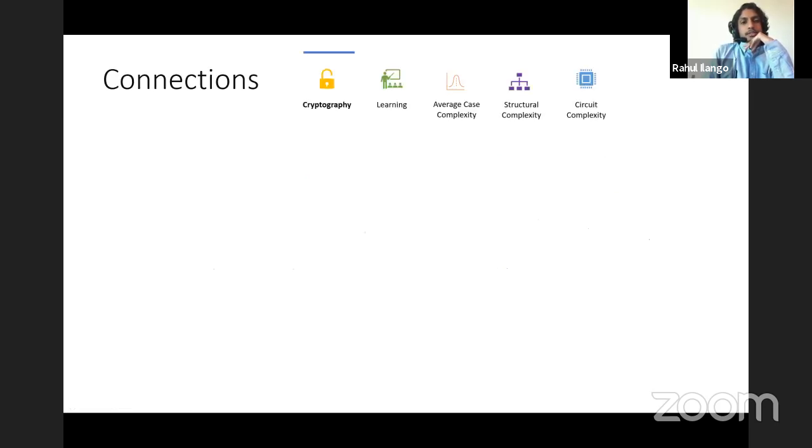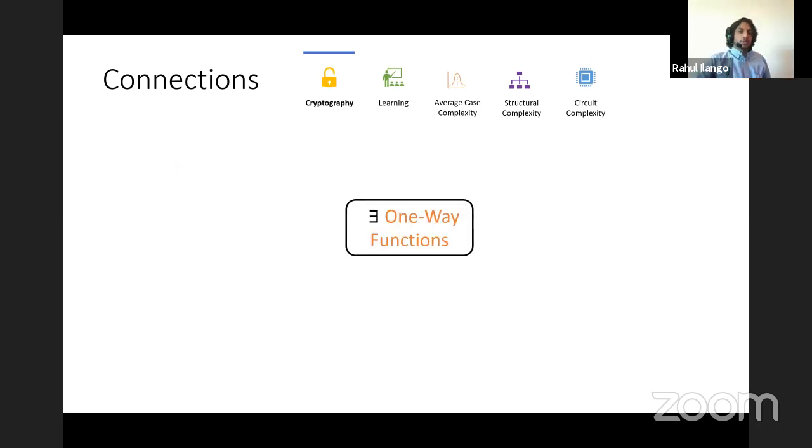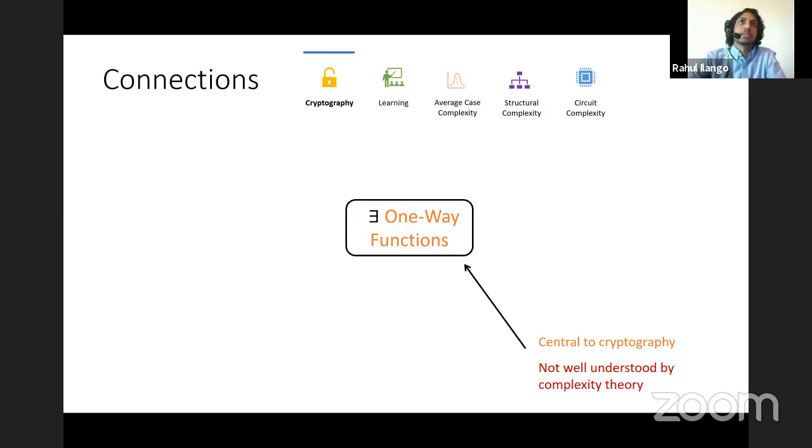A central object in cryptography is the existence of one-way functions. If you have one-way functions, you can get all these great things: you can get PRGs, private key cryptography, and commitment schemes. These objects are really central to cryptography, but from a complexity theoretic viewpoint, our understanding of them is not that great. The question of whether one-way functions exist doesn't really relate to the central objects in complexity theory, like P and NP.